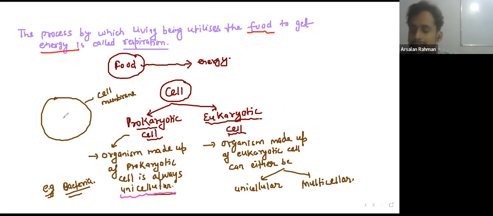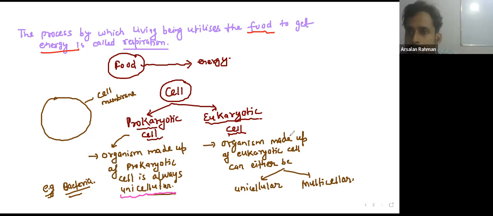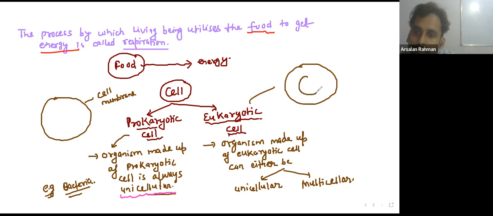Do we have a nucleus in a prokaryotic cell? Does a prokaryotic cell contain a nucleus? You must have read this in class 9. Prokaryotic cells do not have any nucleus, and eukaryotic cells have a nucleus. Suppose this is a eukaryotic cell, then a eukaryotic cell must have an organelle called the nucleus. This is the nucleus. Then the eukaryotic cell has another organelle which is called what, beta?